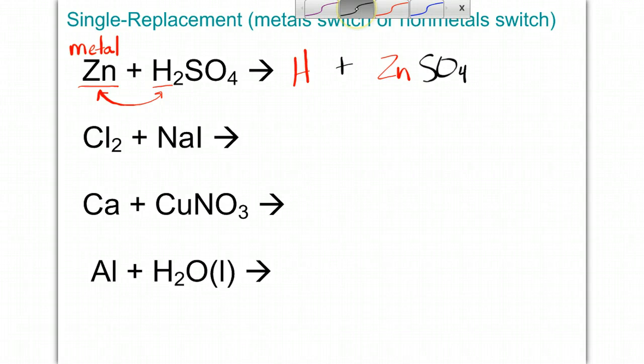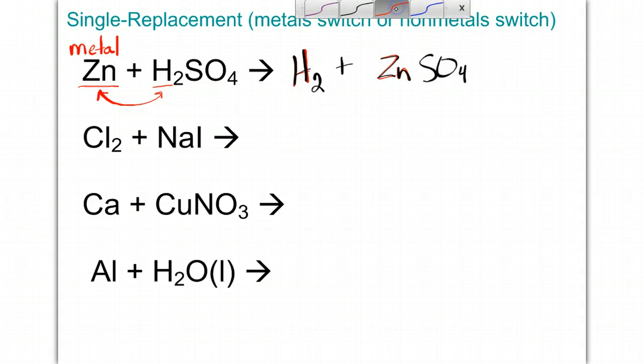Now I need to check both if I have diatomics or I need to check the charges. So hydrogen, because it is a diatomic, should get a 2. And then zinc is a +2, sulfate is a -2. They cancel, so I'll erase the charges, and then I'm finished. And this is my final answer. So I have hydrogen and zinc sulfate.